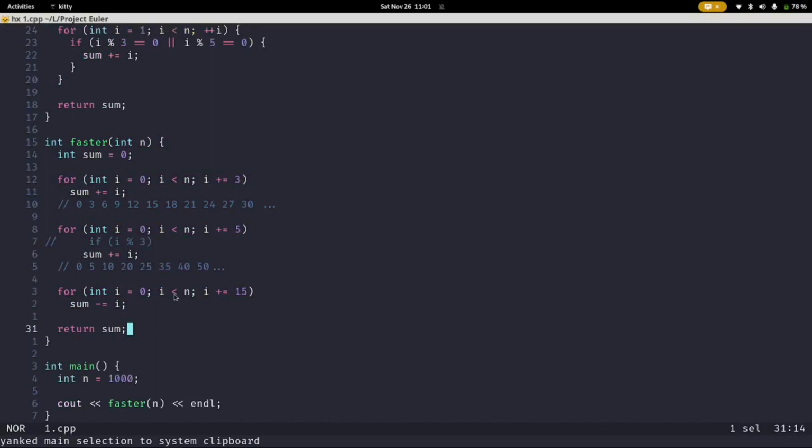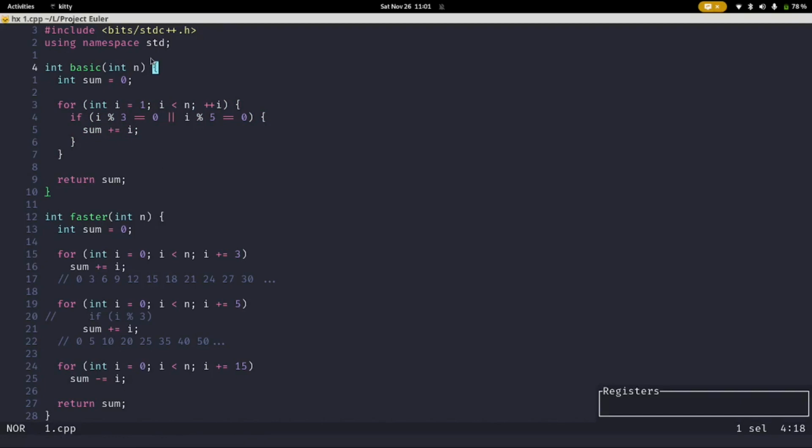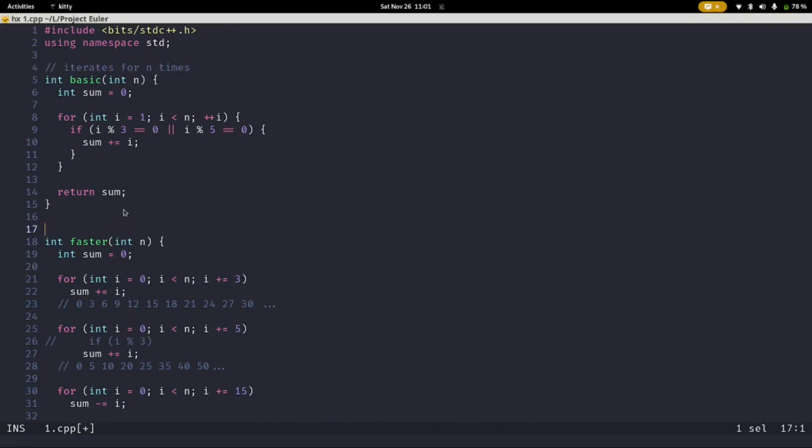But what makes this function faster? This loop iterates for n times, 1,000 times. This one iterates for n over 3 times for the first loop, because we are adding 3 every time, n over 5 for the second one, and n over 15 for the last one.